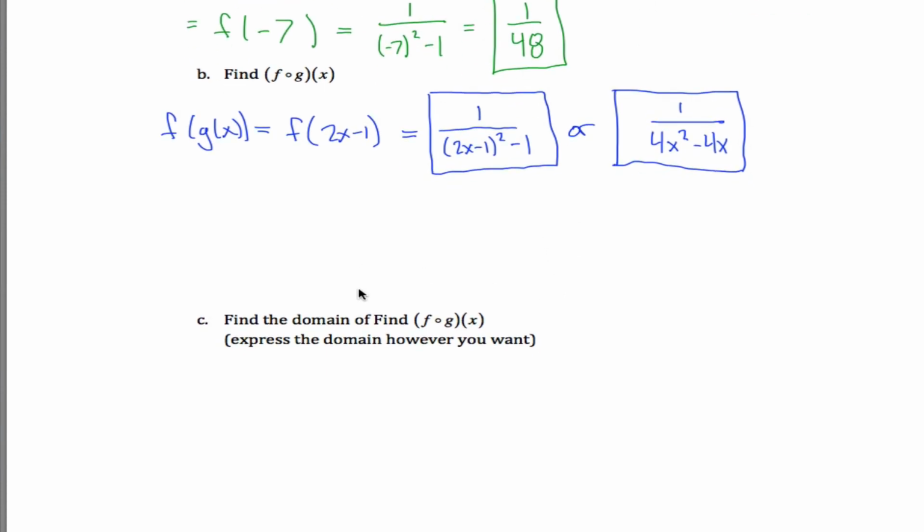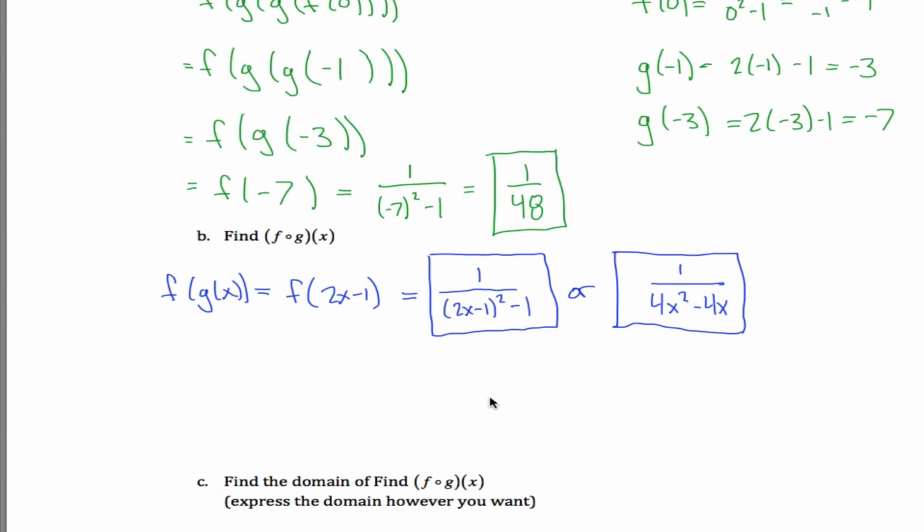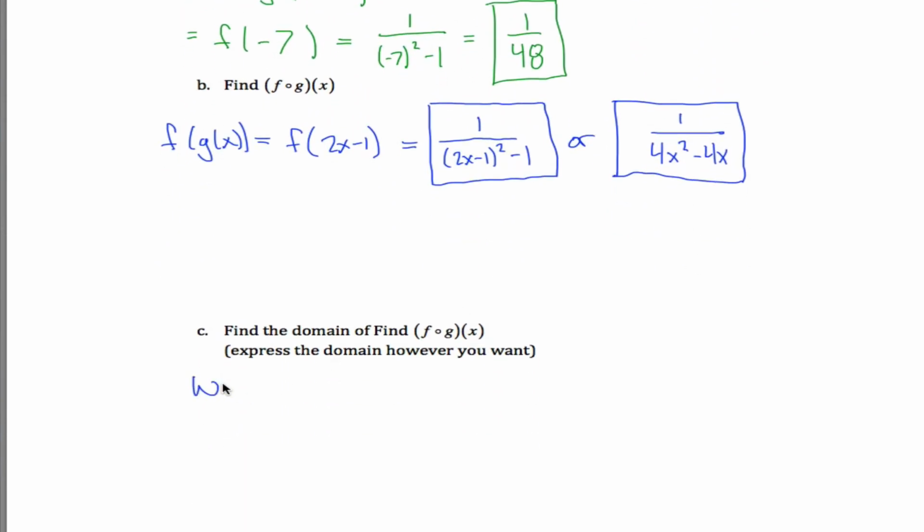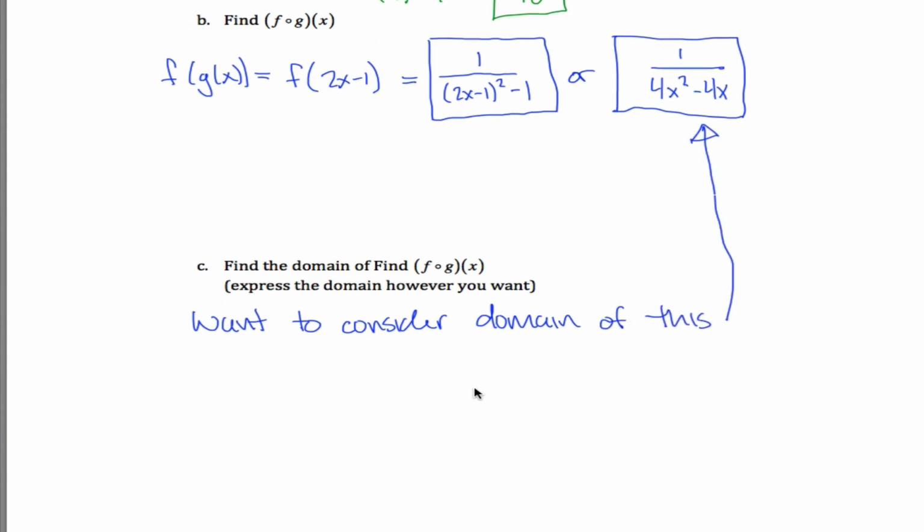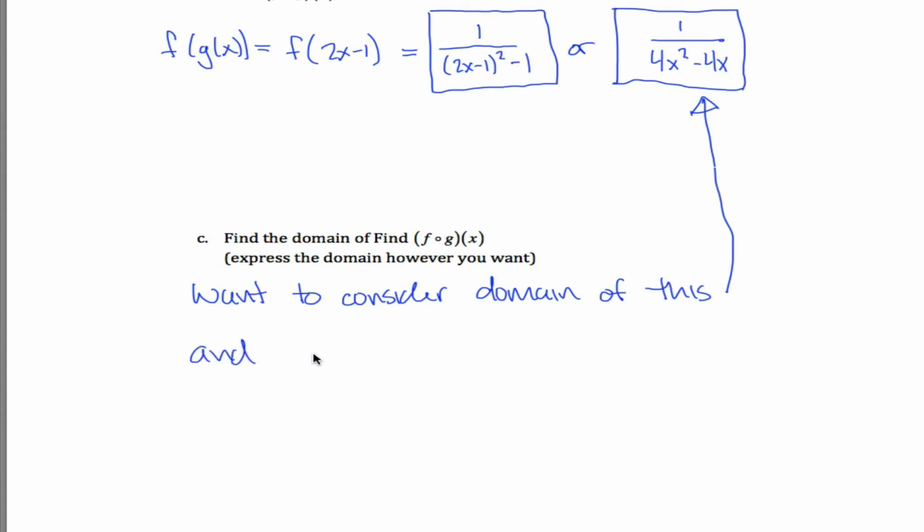Okay, moving on to C. Find the domain of that thing. Like, the domain, nice. I know how to do the domain. I just got to make sure I don't divide by 0 and I don't take the square root of a negative number. True, but be a little bit careful. You want to consider the domain of two things, both your composite function and your inner function. It's important that you consider the domain of both the composite function and the inner function, g being the inner function in this case.